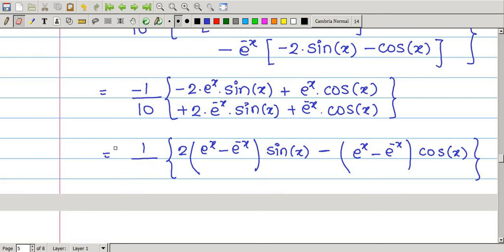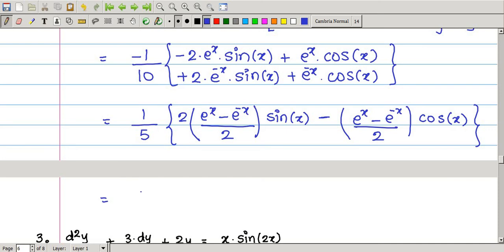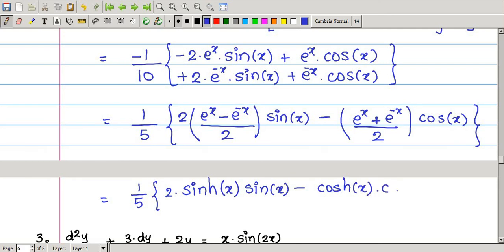If we rearrange the terms here, 5 and 2 here, so we can rewrite it as 1 upon 5 times 2. This value is nothing but sine hyperbolic x into sin x. We take this minus sign inside, both terms will be negative, so this negative sign will be present. Then minus cos hyperbolic x into cos x. So this is the required particular integral. We denote it by 2.